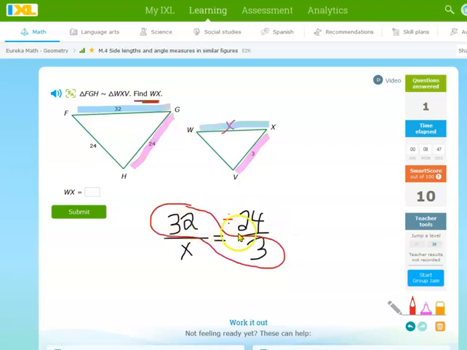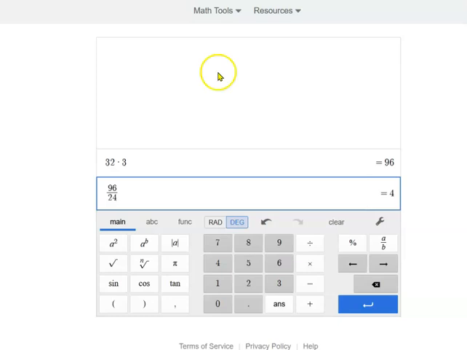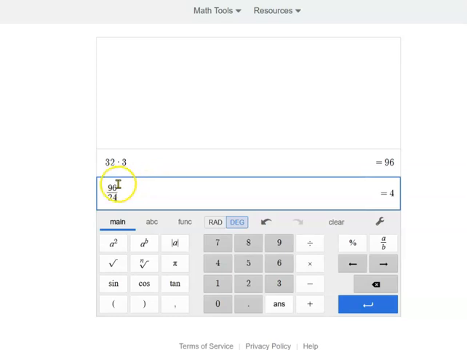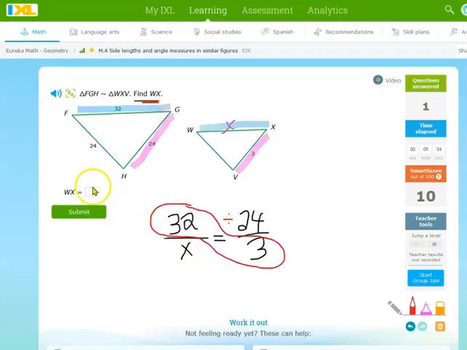We're multiplying 32 times 3. That's what we did on the first line right here. And we got 96. And then we take that 96 and we divide by 24. So we took that 96 and we divided by 24, and we got 4 as our answer. Let's go ahead and put that in, and we'll go ahead and submit.